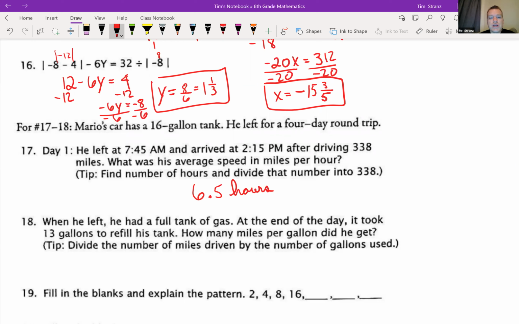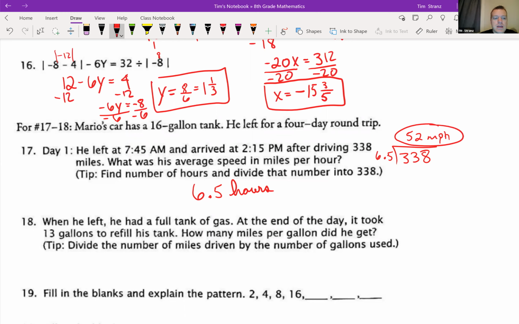All right, if he drove 338 miles, what was his average speed? So you're going to take 338 and divide that by 6.5. Okay, so if you take 338 divided by 6.5, you're going to get 52 miles per hour. Okay, so 52 miles per hour was his speed.